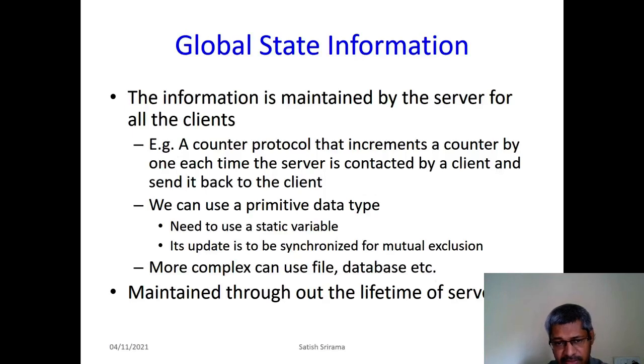Here you just need a primitive data type. But since you want that variable accessed by all the different threads, it is better to save it in a static variable. I will show you in the example. And when you are updating, you should worry about synchronizing it so that you achieve mutual exclusion. When we were discussing threads, I already talked about the synchronized keyword: that method or block of code will be synchronized so that you achieve mutual exclusion. That is about simple primitive types.